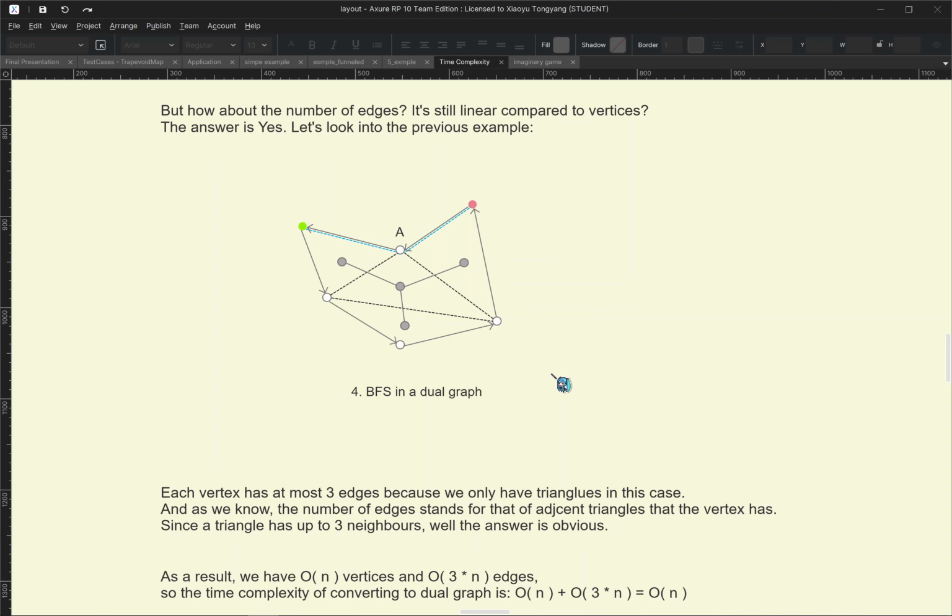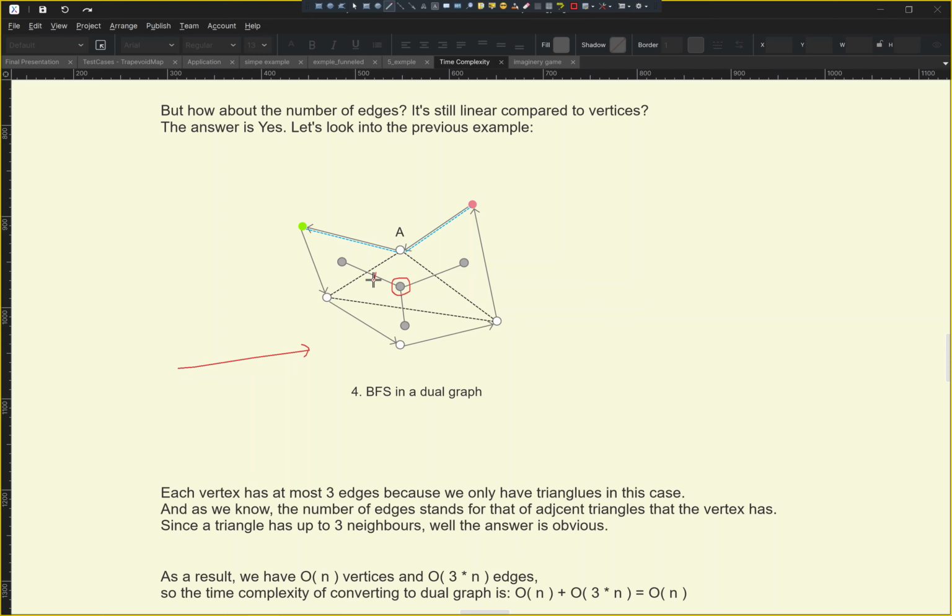But how about the number of edges? Is it still linear compared to the number of vertices? Well, the answer is yes. Also, let's look into this example and consider this vertex. How many edges does it have? It has 1, 2, 3 edges incident to it. But can it have a fourth edge? The answer is no, because in this case, we only have triangles.